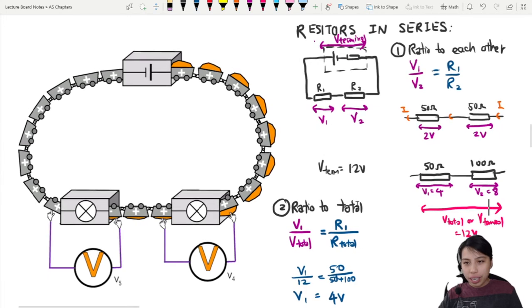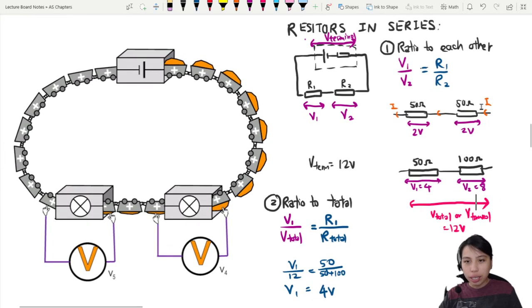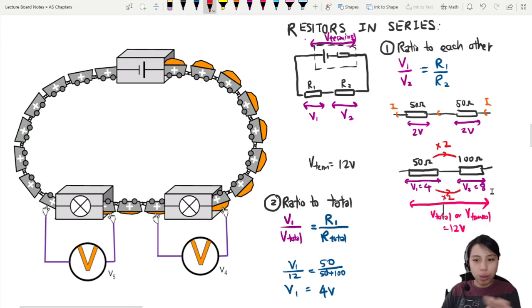That's the ratio happening there. One more thing you can check is the ratio to each other can now be applied. Because if you look at this nice pattern, 50 times how much become 100? 50 times 2. This is times 2. So the ratio there, the proportion is 2. Then the voltage, you see here, also times 2. 4 times 2 is 8. So if you have 2 times the resistance, you need 2 times the voltage. Of course, within whatever is available to all this in series.